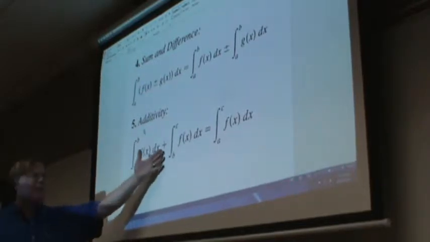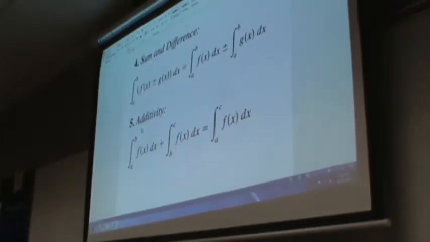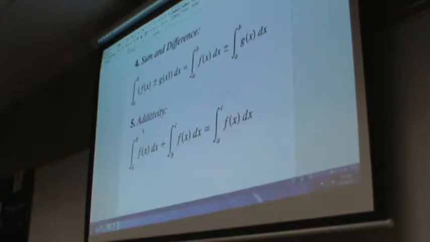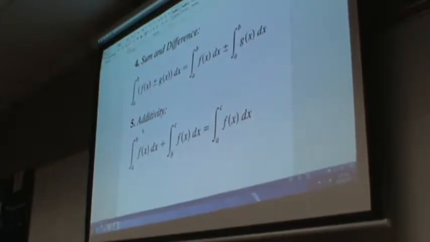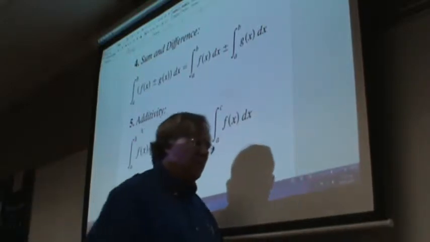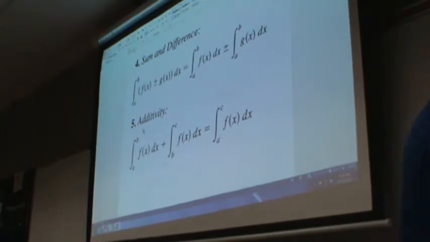This is the first one that I think is kind of tricky and interesting: the additivity one. The integral from a to b plus the integral from b to c is equal to the integral from a to c. Why is that true? Because the interval from A to B is followed by the B to C, so A to C is the same. Beautiful. Great. Hey, let's take a look at that.